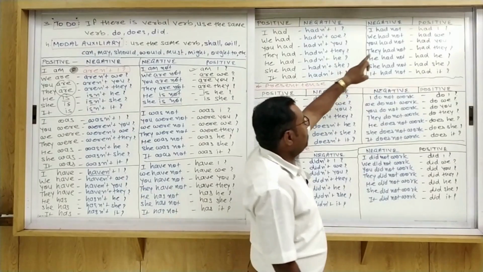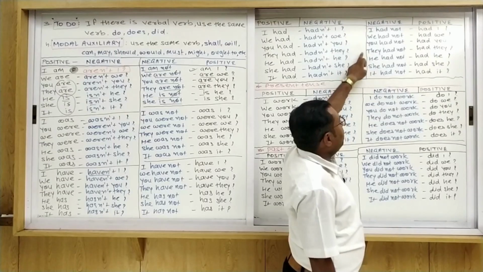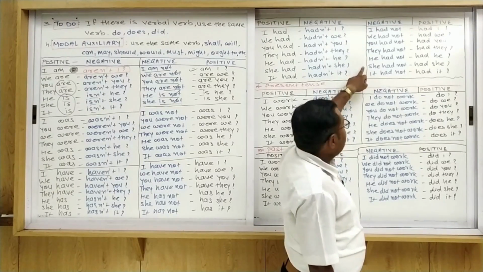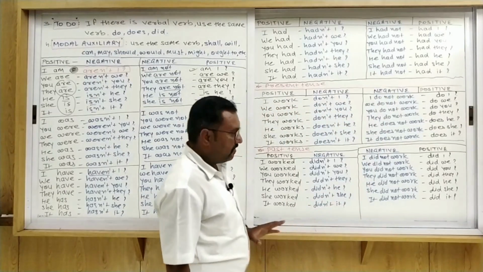I had not, had I? We had not, had we? You had not, had you? They had not, had they? She had not, had she? He had not, had he? It had not, had it?